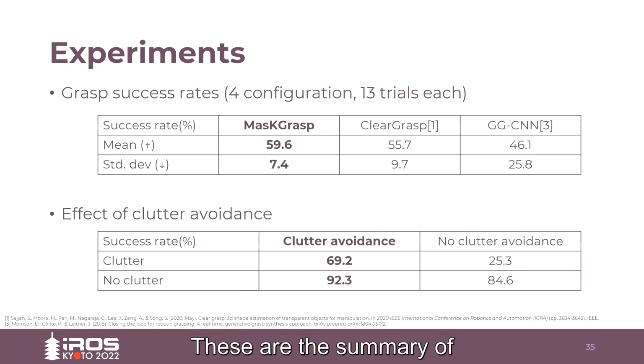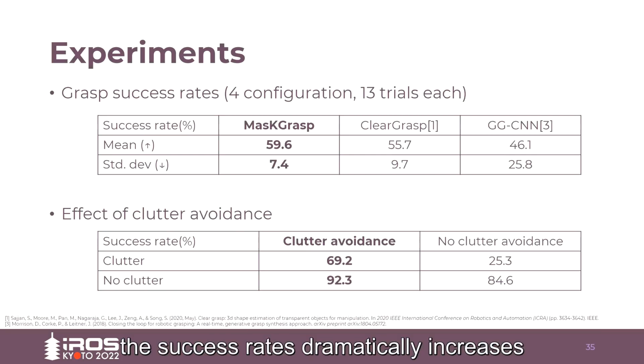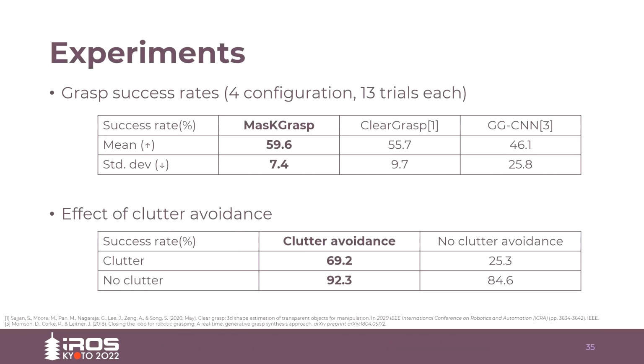This is a summary of our experiment results. From the top table, we can see that our algorithm performs better on average while being more stable. The values are the mean and standard deviations of the success rates of 4 configurations with 13 trials each. The second table illustrates the effectiveness of clutter avoidance. With clutter avoidance, the success rate dramatically increases for scenes containing objects with at least one edge in contact with other objects.